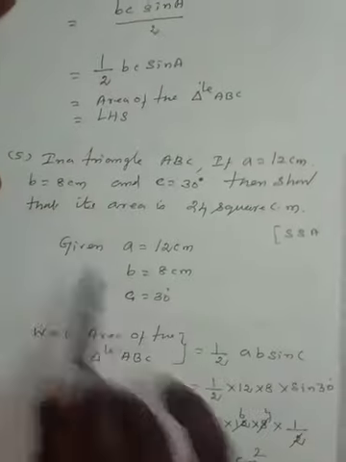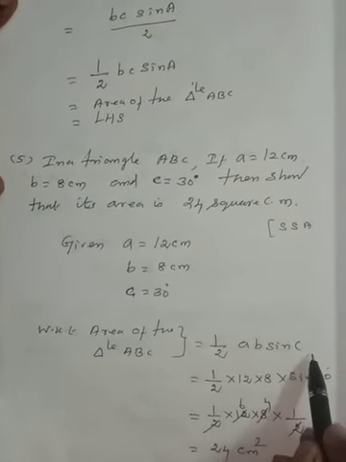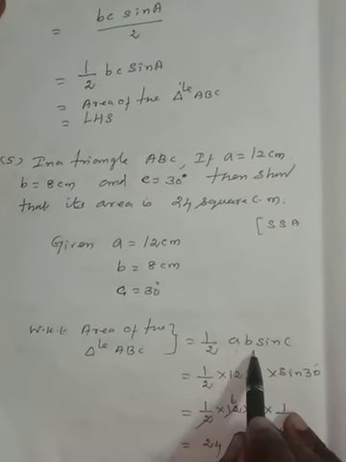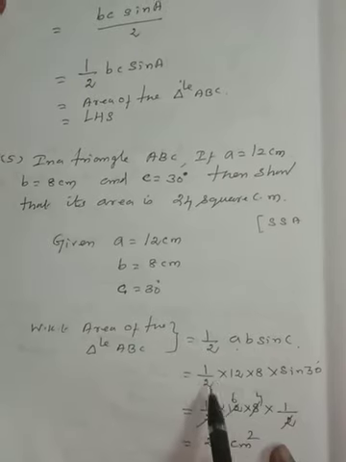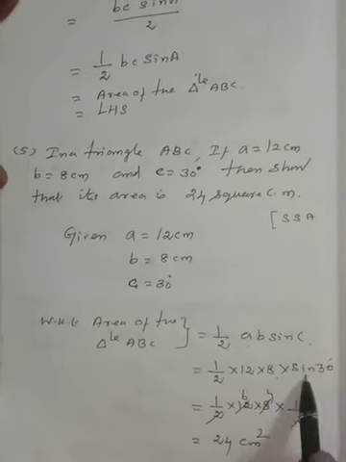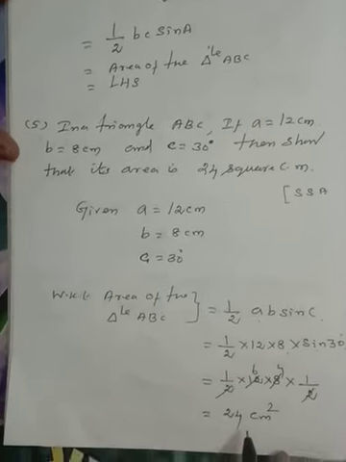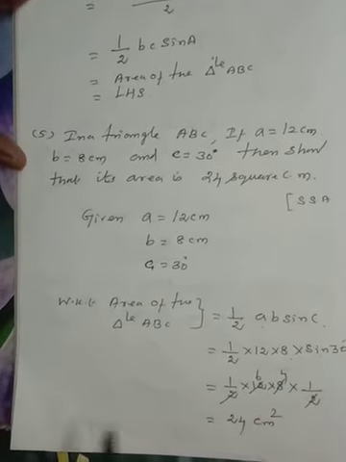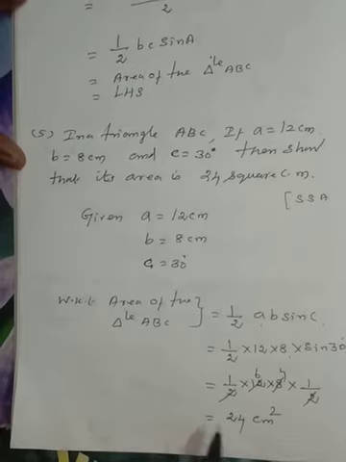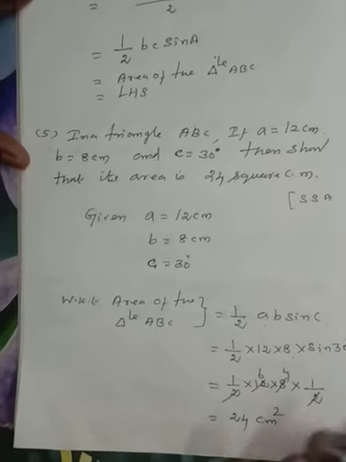The area is equal to 1 by 2 ab sin C. Apply the a side, b side, and the angle C. We get 1 by 2 into 12 into 8 into sin 30 degree. Sin 30 degree is already known, it is 1 by 2. Cancelling, we get 24. So the area of the triangle ABC is equal to 24 centimeter square.